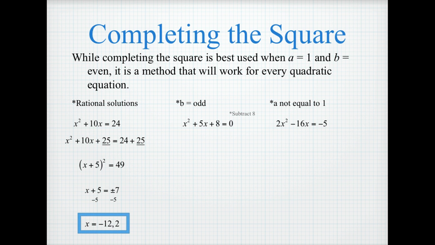So we do the same thing, we divide it by 2, which is 5 over 2, and then we raise it to the second power, which gives us 25 over 4. So we add 25 over 4 to both sides of the equation. Now the left side creates a perfect square trinomial, and factoring gives us the quantity of x plus 5 over 2 squared. Simplifying the right side of the equation, taking negative 8 and adding 25 over 4 gives us negative 7 over 4.